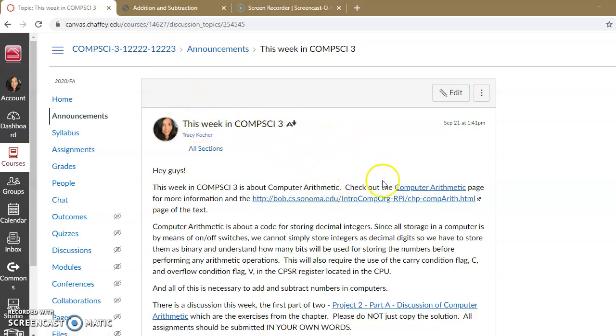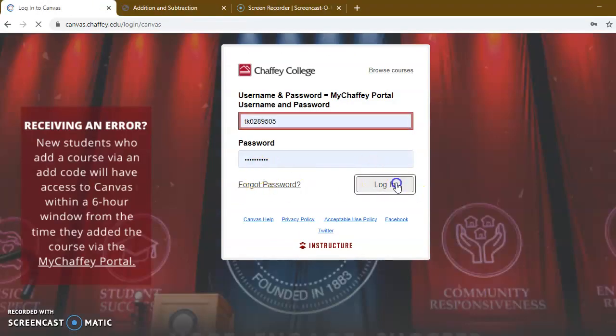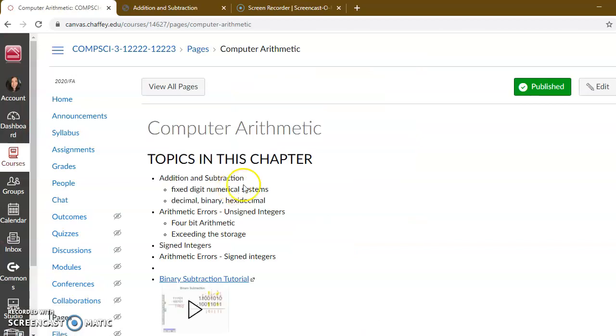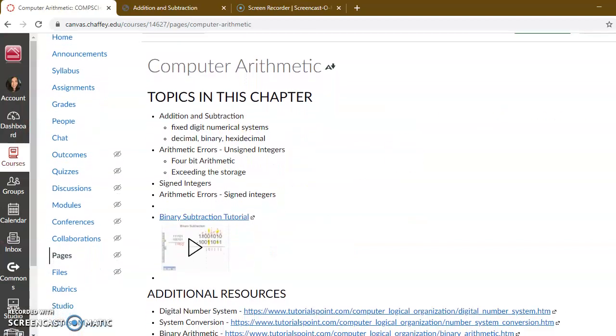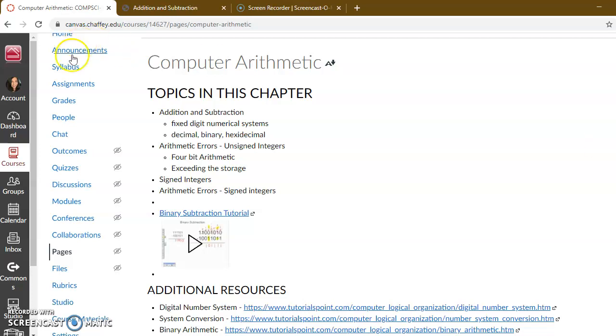I just thought I could talk to you a little bit about what we're talking about this week, which is computer arithmetic. All of this comes about because we started to learn the various ways of expressing numerics and systems according to the number of digits in decimal, binary, hexadecimal, and so forth. So the topics in this chapter cover adding and subtracting those numbers based on the numerical systems, and the errors that can happen for unsigned integers, 4-bit arithmetic, and exceeding the storage, which requires carry flags and so forth. So that information is covered in this chapter.